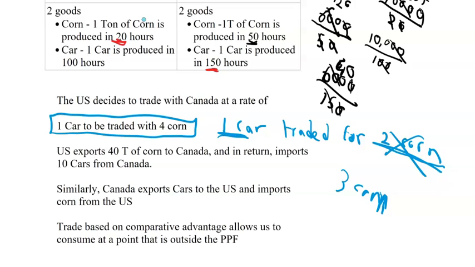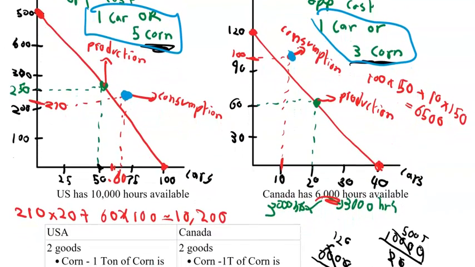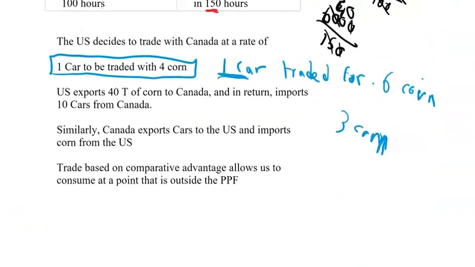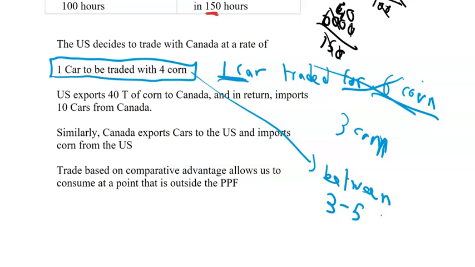Similarly, what if Canada asked for a higher price for 1 car, like 6 corn? Then the US would say, well, I could produce 1 car for 5 corn. Why do I need to buy a car from you for 6 corn? So I'm not going to trade at that term. So the only trading that can happen is if the price of 1 car is between 3 to 5 corn. That's when the trade will be advantageous to both countries.